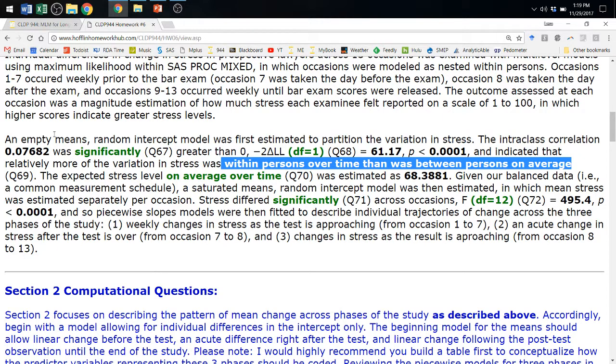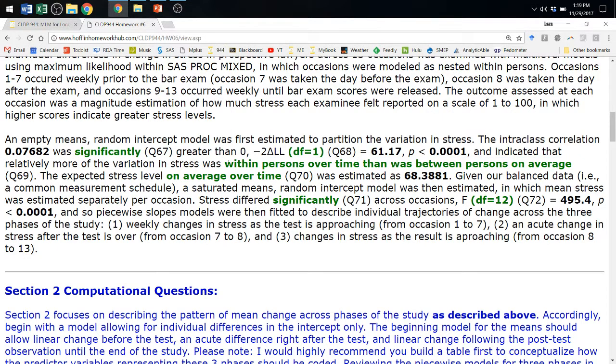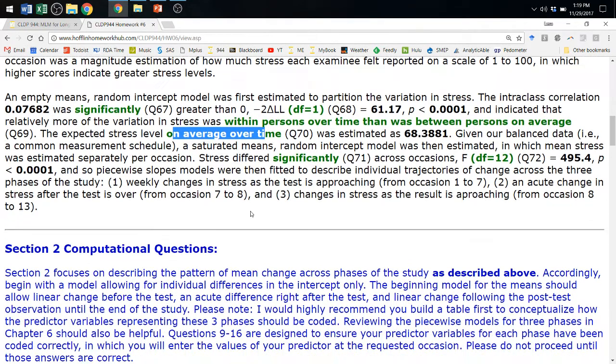So I was looking at the combination here of you getting the within persons right, the over time versus on average. A random intercept between person variance is in the mean, so that's the average part. So within and over time should go together. With nothing else in the model, the expected stress is on average over time.